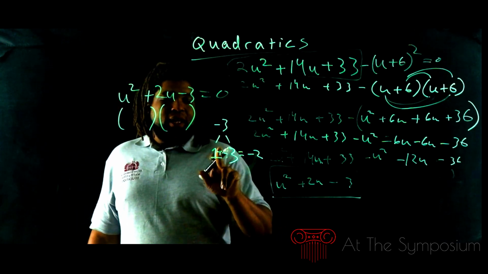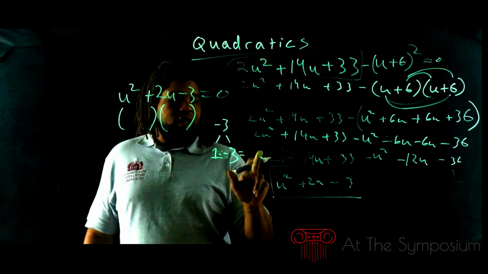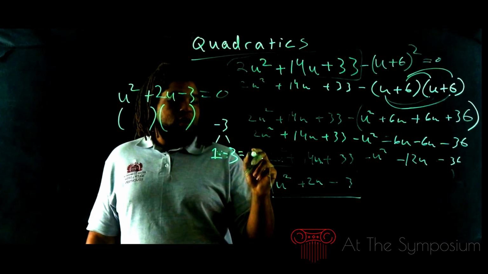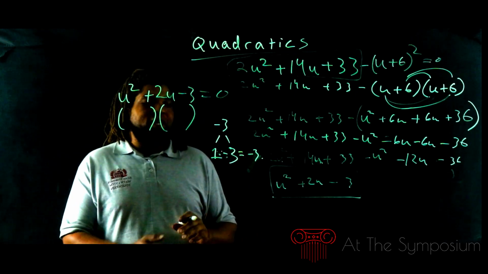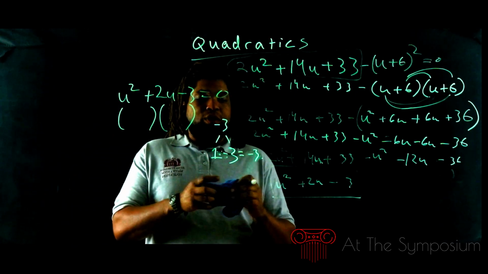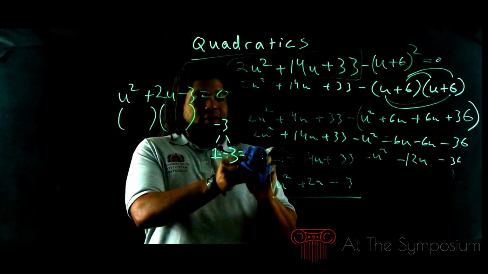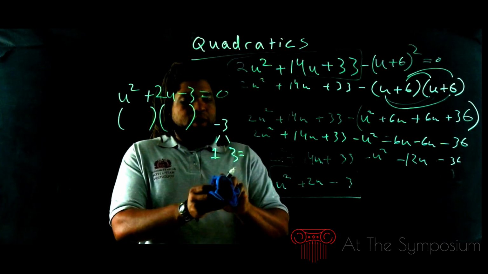If we multiplied negative 3 and 1, what do we get? Well, we get negative 3. So that works for the multiplication, but it doesn't work for the addition. And it needs to work for both. So that's not really going to work.